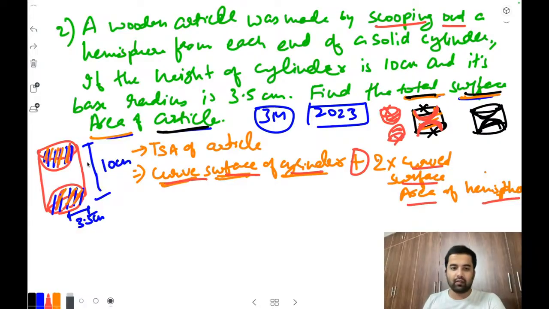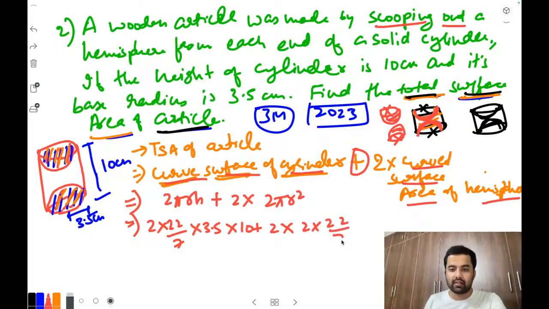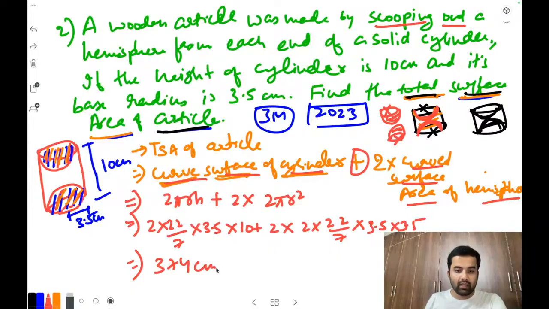Okay, so let me mention the formulas here. Curved surface area of cylinder stands for 2 pi rh, plus 2 into curved surface area of this one stands for 2 pi r square. We were having some values, keep it. 2 into 22 by 7, r value is 3.5, h value is 10, plus 2 into, again 2 into 22 by 7, 3.5 into 3.5. After solving this one, I will write directly the answer: 374 centimeters square will come.